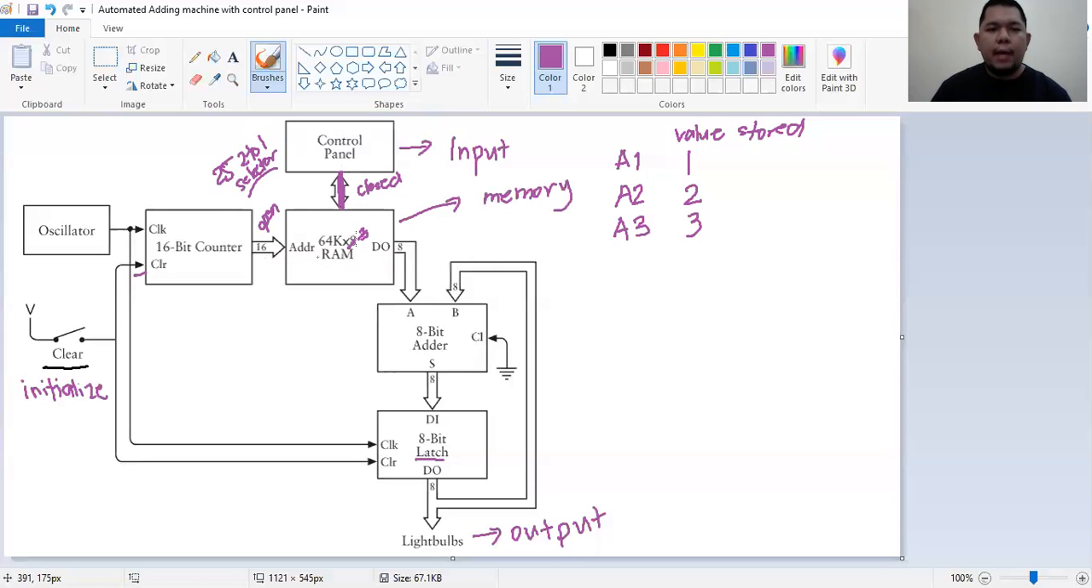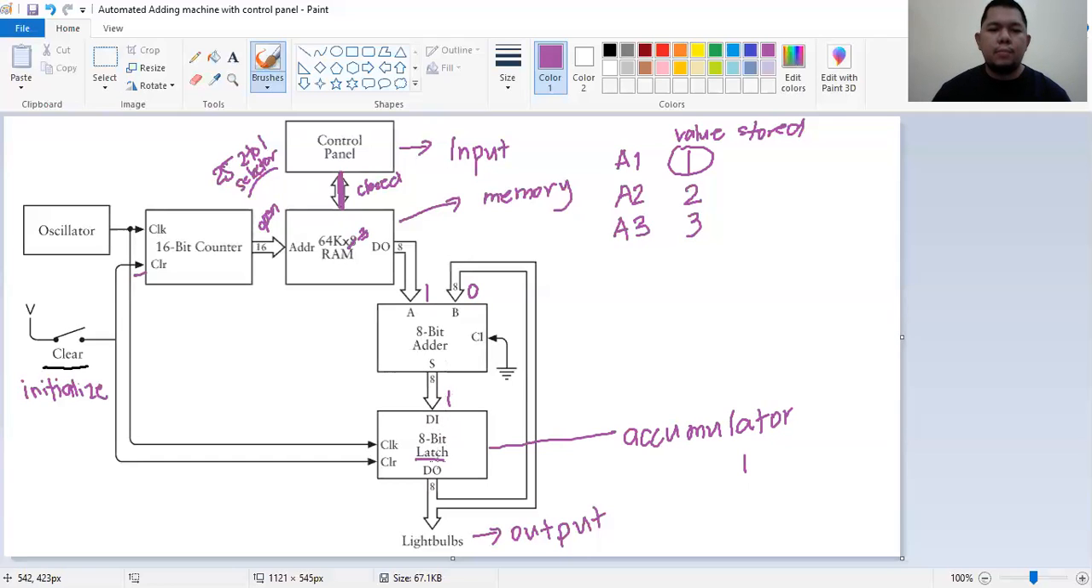Essentially, after inputting those values into the RAM, we can use the 8-bit counter, which reads the first number, 1, and puts it in the 8-bit adder. This is after initialization, so this has the value of 0. So 1 plus 0 becomes 1, and this is stored in the latch. This is what we call an accumulator. So essentially, our first value becomes 1.